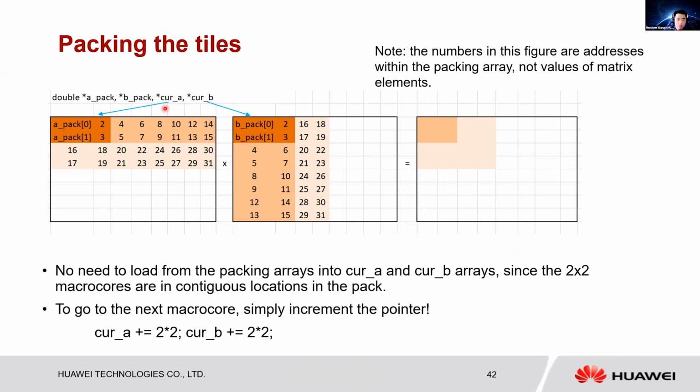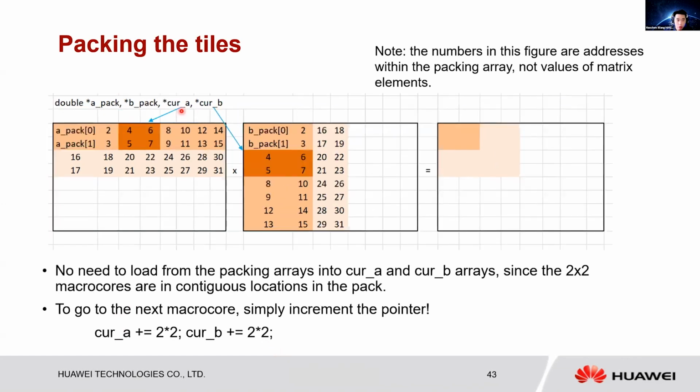In this fashion, if you simply position the pointer cur A at APAC 0, the pointer cur B at BPAC 0, and you call the first version, automatically you're multiplying these two macrocore matrices. To go to the next macrocore, you simply increment the pointer by the macrocore size, which is 2x2 in this example. So now cur A points to 4. It originally points to 0. 0 plus 4, it's this macrocore. 0 plus 4 in B is this macrocore. And now, if you just call the first version again, it automatically multiplies the next necessary macrocore. So there are no loads needed from the packing array to the macrocore temporary arrays.